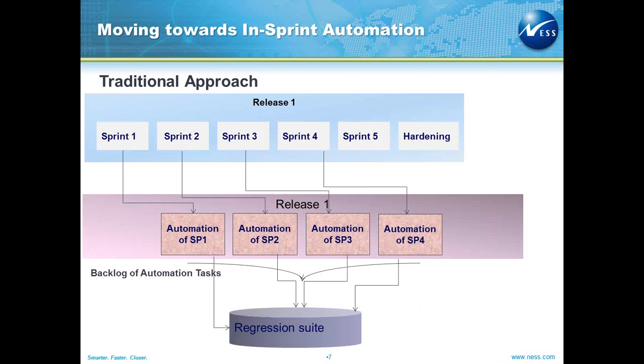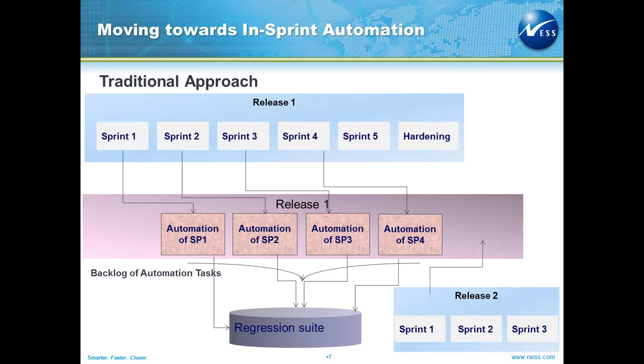This is my hardening phase. I have still not automated my entire suite. I have started beginning my release 2, but still I have automation tasks which are not yet automated. And probably in release 2, I start automating some of the cases of even sprint 4 and sprint 5 as well. So this is a traditional approach.